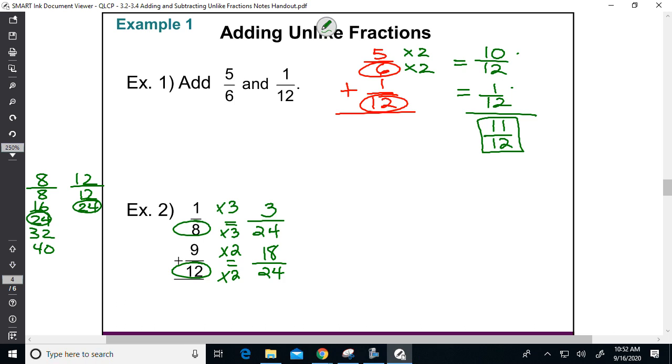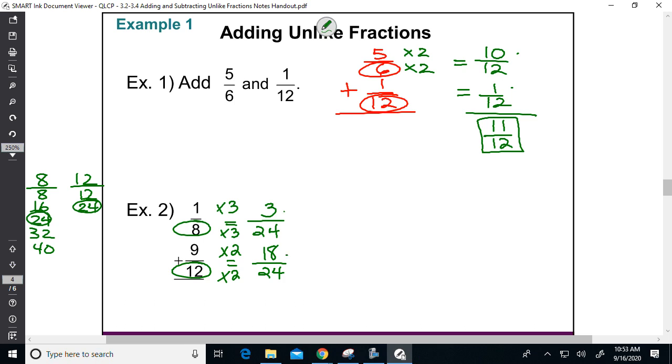Any questions before we continue? Mr. Long, once you get your final answer, could you reduce it? Always reduce. Okay. So for this problem, we will definitely reduce.